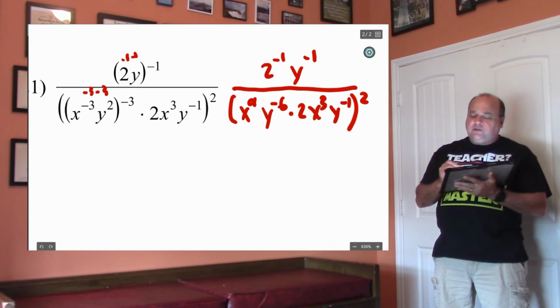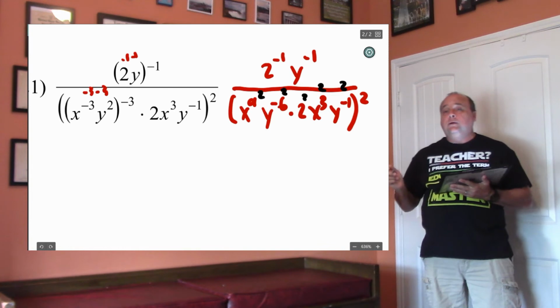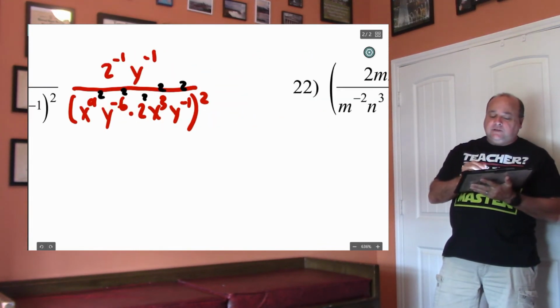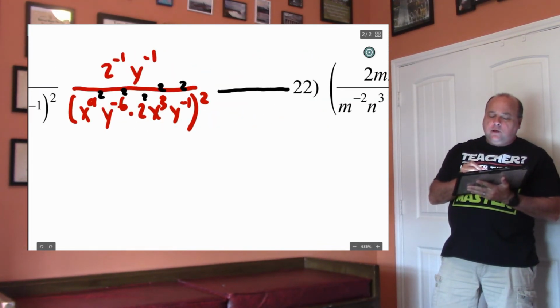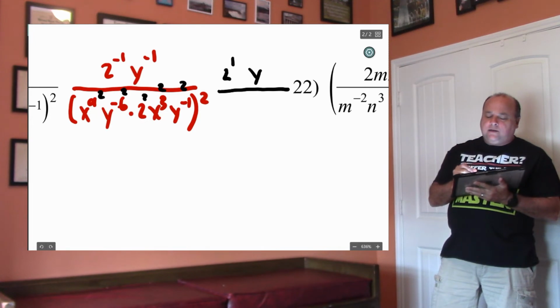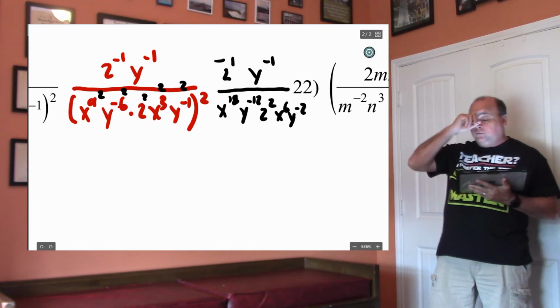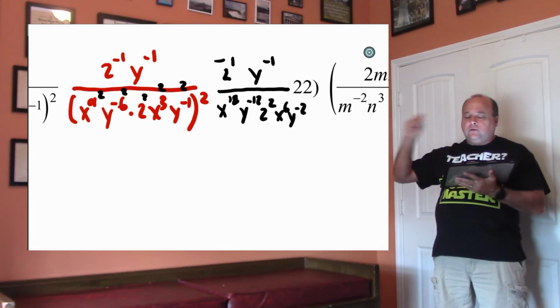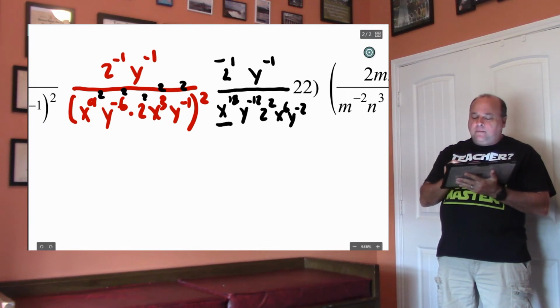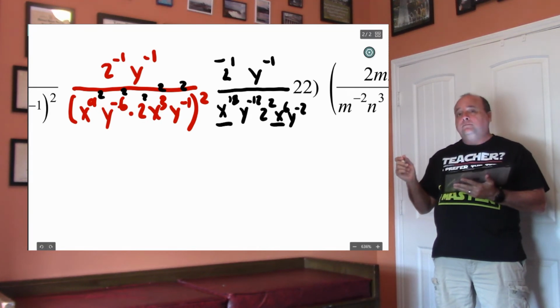So this 2 exponent goes here, here, here, here, and here. Okay? Tricky, tricky stuff. I'm going to rewrite this. 2 to the negative 1, y to the negative 1, x to the 18, y to the negative 12, 2 squared, x to the 6, y to the negative 2. Now I'm going to go straight through and combine. Notice all of my x's are on the bottom, aren't they? Okay?